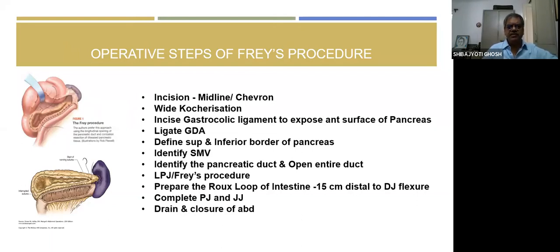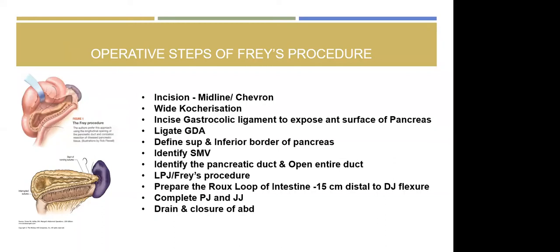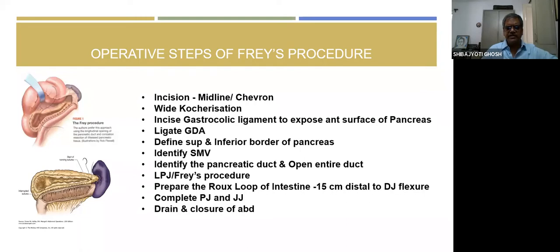So the incision can be midline or left subcostal. Go inside the gastrocolic ligament, expose the anterior surface, and ligate the gastroduodenal artery if required. Then define the superior and inferior border of the pancreas. Identify the SMV, that is very important. If you can identify the superior mesenteric vein before you put incisions on the pancreas, you exactly know where the superior mesenteric vein is, and the chance of injury will be less.